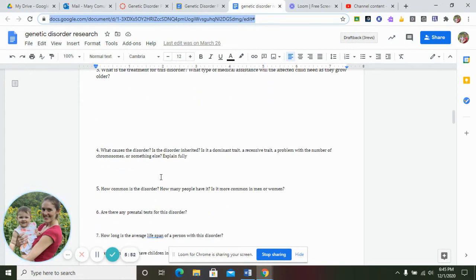What causes the disorder? So is it inherited or is it a mutation? Is it a dominant trait or recessive trait? Is it a problem with the number of chromosomes? For example, Down syndrome is where you have 3 chromosome 21s, or maybe you're missing a chromosome, or you're missing a piece of a chromosome. So tell me, what caused the disorder to occur?